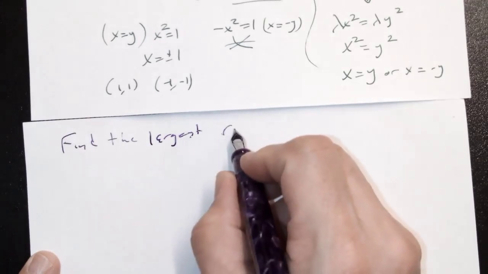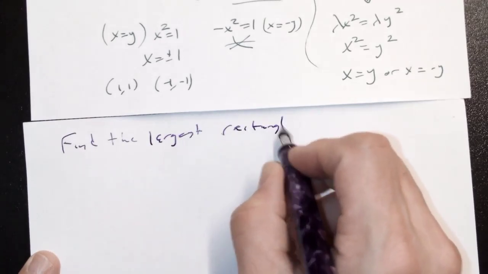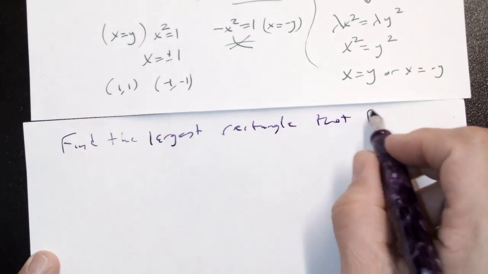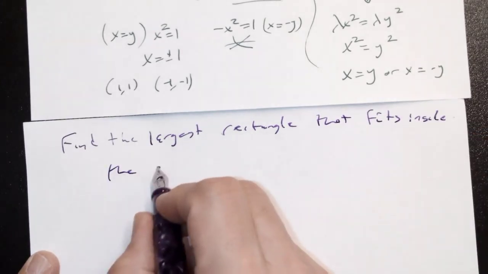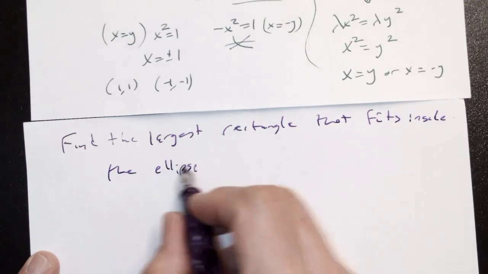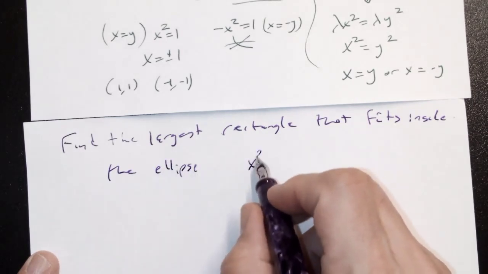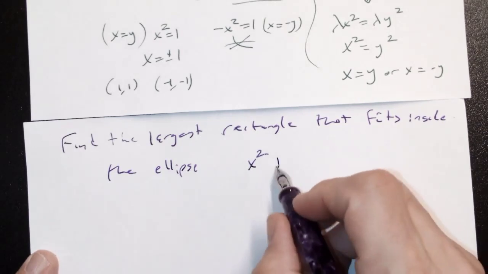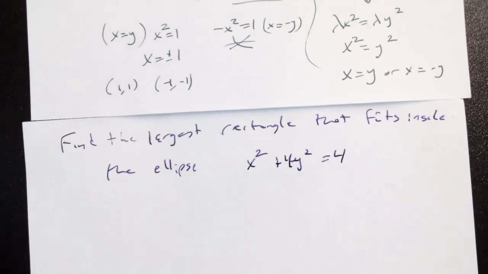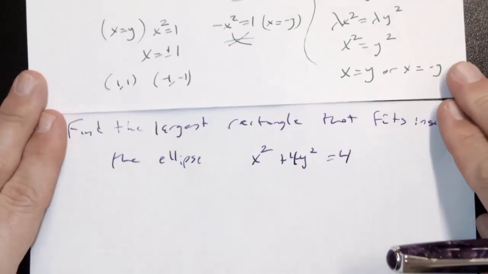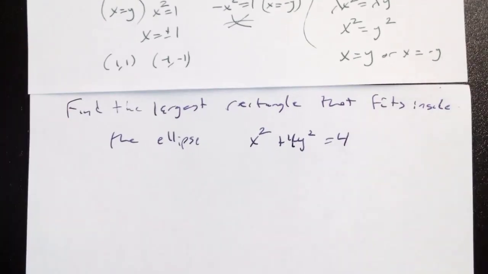Largest rectangle that fits inside the ellipse x squared plus 4y squared equals 4. Now, again, my first reaction is, what?